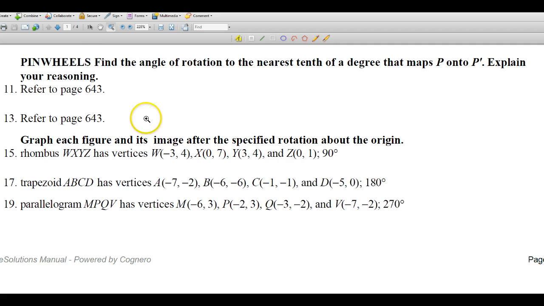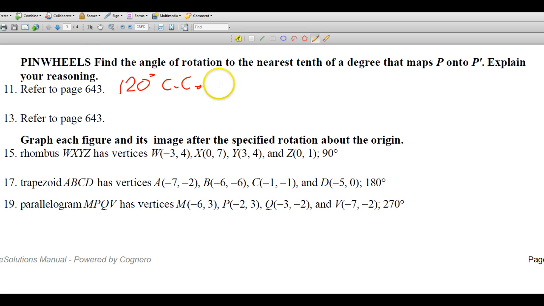For number 11, find the angle of rotation to the nearest tenth of a degree that maps P onto P prime. Explain your reasoning. So based off of the diagram on page 643, we would be able to rotate it 120 degrees counterclockwise, and P would map onto P prime.